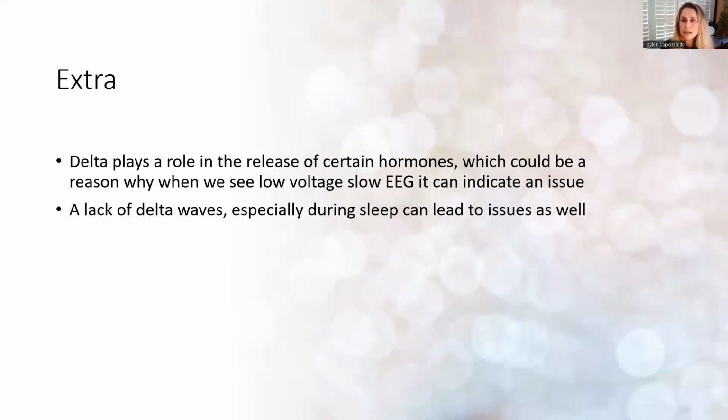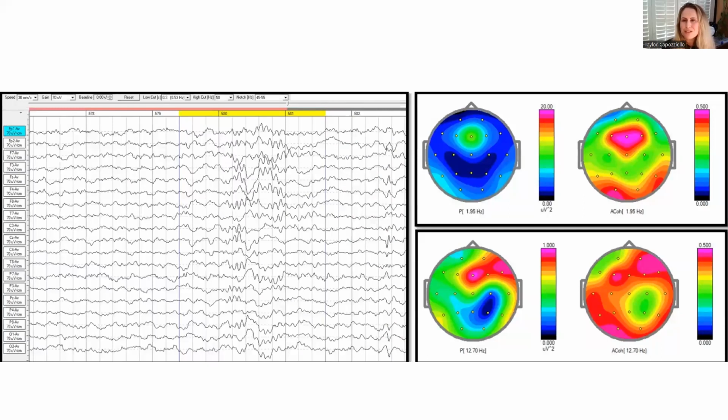So delta does play a role in the release of certain hormones, which could be a reason why when we see low voltage, slow EEG, it can indicate an issue. And a lack of delta waves, especially during sleep, can lead to issues as well. So in everything we want balance. We don't want too much of, we don't want too little of, and that's going to be the theme for every single wave. I feel a lot of times we start to learn these and we don't get to see enough examples. So this talk is going to have about half, maybe more of the slides are going to be examples so you can see it.